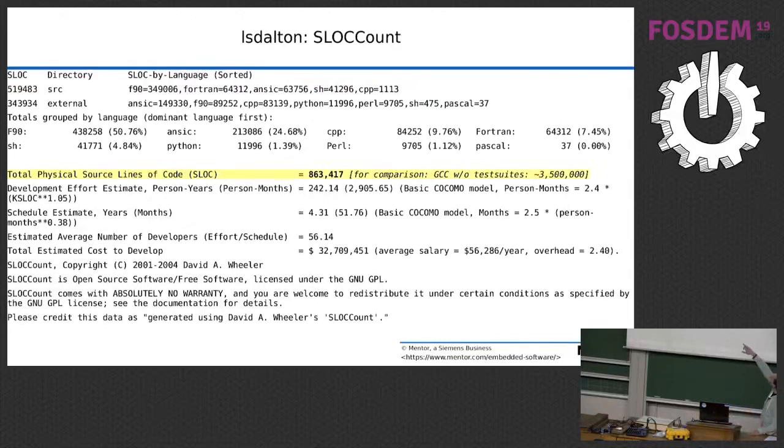Alice Dalton, just look at the yellow line. It's 800,000 source lines of code. For comparison, GCC without all the test suite has about 3.5 million lines, but still it's a huge application. So no way we're going to work through all of that.